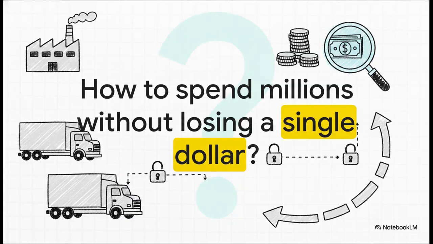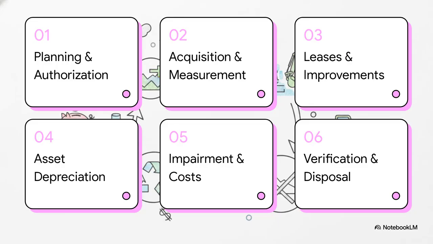Think about this for a second. How exactly does a massive global corporation drop tens of millions of dollars on, say, a new factory without losing track of a single dollar? The financial stakes here are absolutely astronomical, and the compliance controls involved are incredibly strict. It takes a highly structured life cycle to keep it all together. Okay, let's dive straight into this.